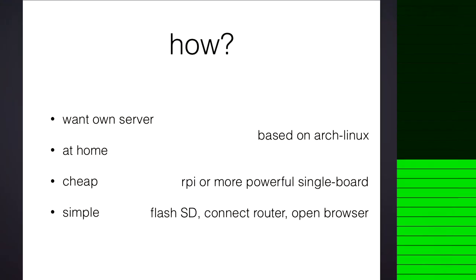And so that was pretty much what ArcOS seems, you know, or gives me already. How does ArcOS implement it? So it's based on Arch Linux, cheap, of course, because you install it on a Raspberry Pi or nowadays on more powerful single board computers. And it should be as simple as flash the SD card or obtain it from somewhere, connect everything to the router, and then open your browser.